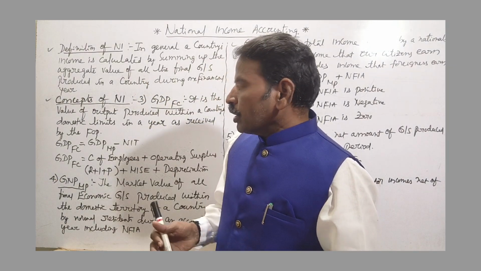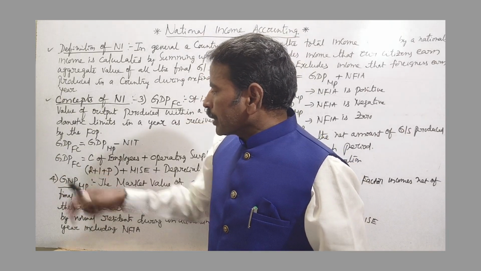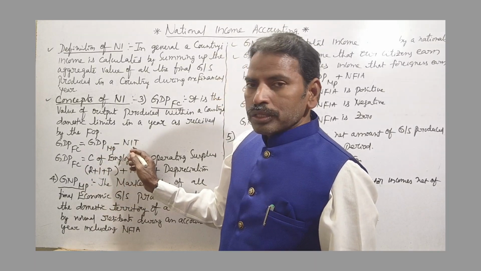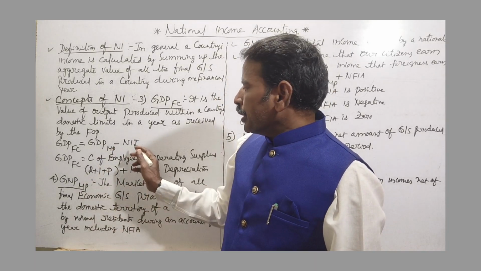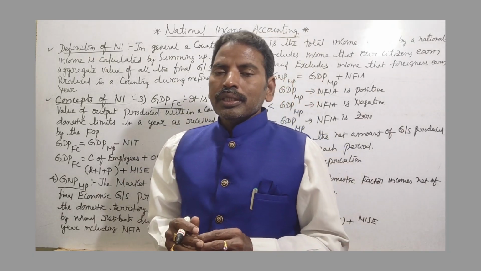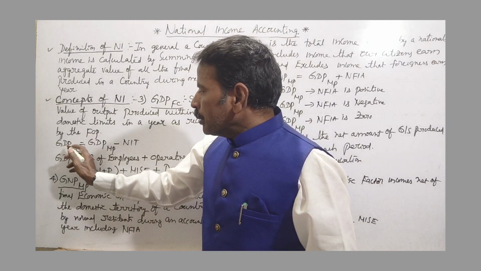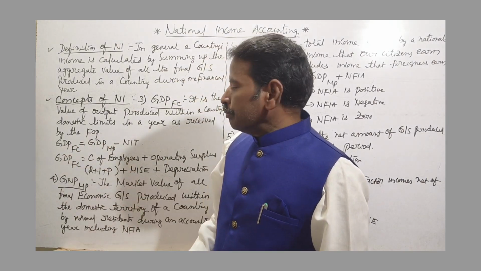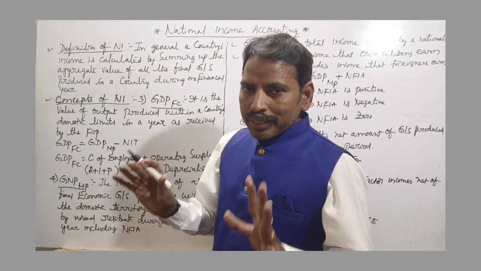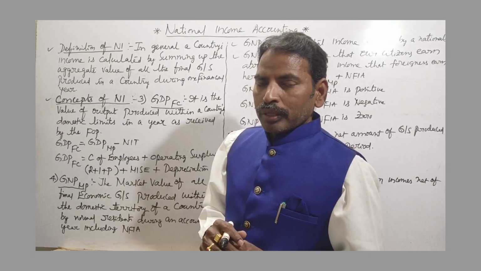Next, how to calculate GDP factor cost? GDP factor cost is equal to GDP market price minus NIT. NIT means net indirect taxes, that means indirect tax minus subsidies. So GDP factor cost is equal to GDP market price minus net indirect taxes.